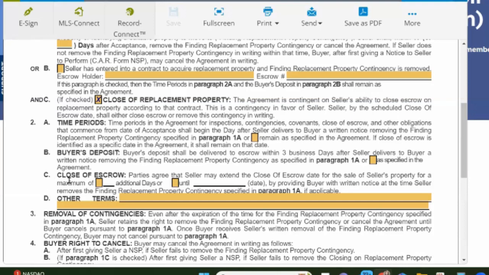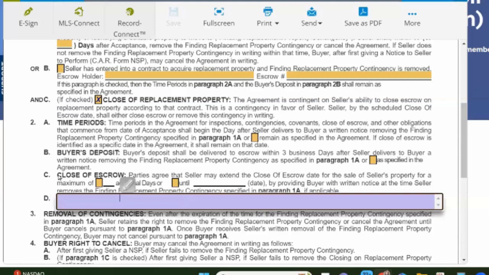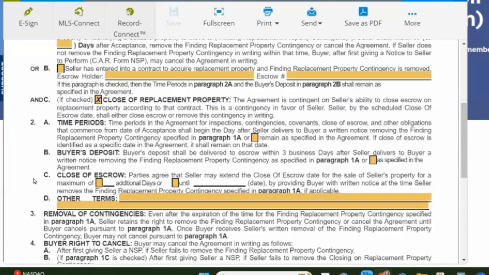Close of escrow. Here we are agreeing up front that the seller can extend the close of escrow date by a certain amount of days or until a specific date. I usually leave C blank, but if we want to agree up front to extensions, we can do that right here. And then if there are any other terms that we want to put in there, we can write those in D. I've never written any other terms. Okay, any questions on that?